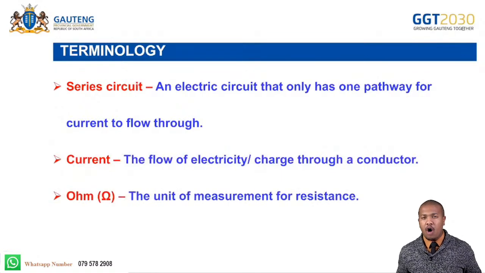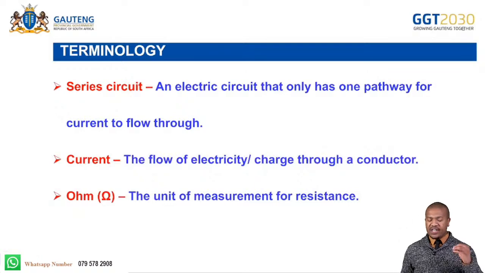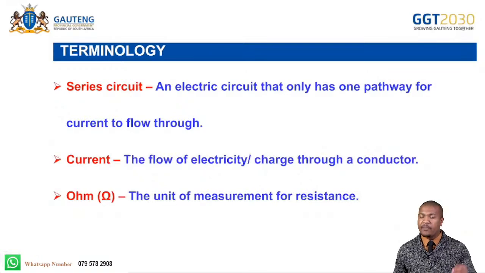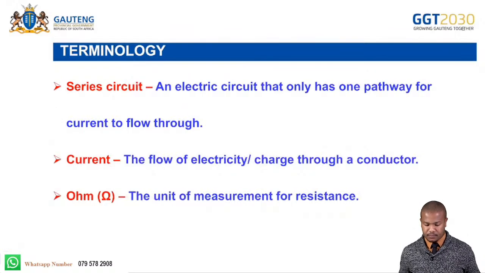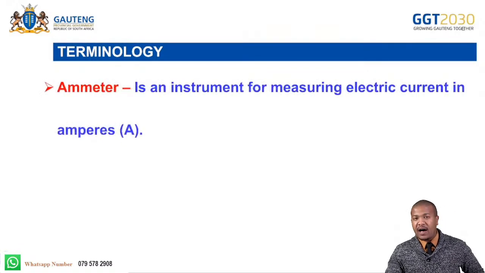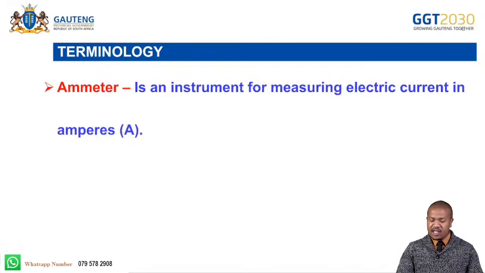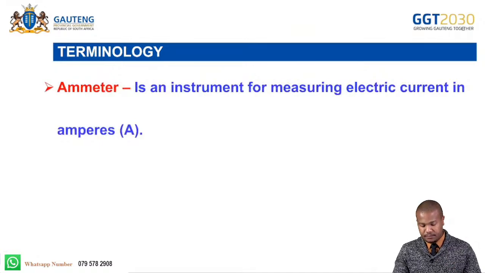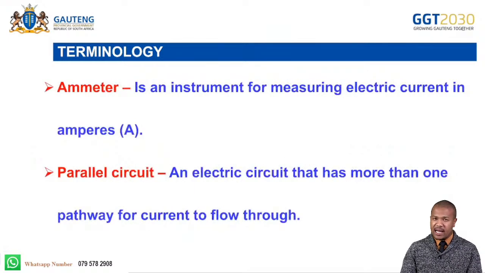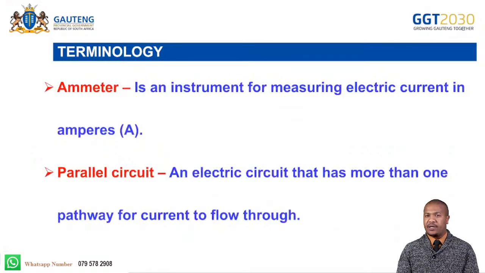Then we have ohm, and ohm is the unit of measurement used to measure resistance. Then we have ammeter. Ammeter is an instrument for measuring electric current in the units amperes. Then we have parallel circuit, which is today's topic. A parallel circuit is an electric circuit that has more than one pathway for the current to flow through. So this will be our focus for today, parallel circuit.